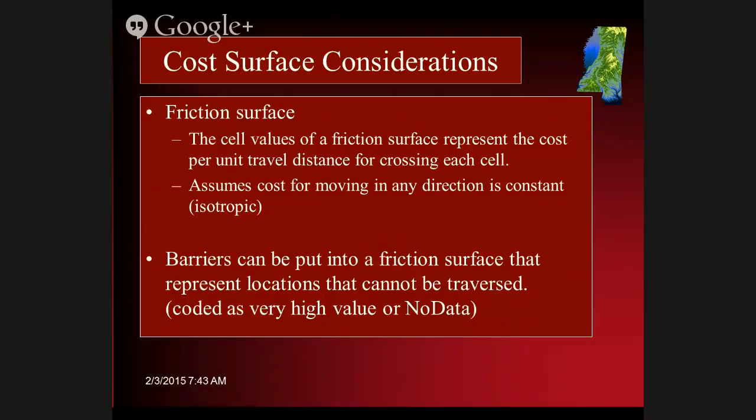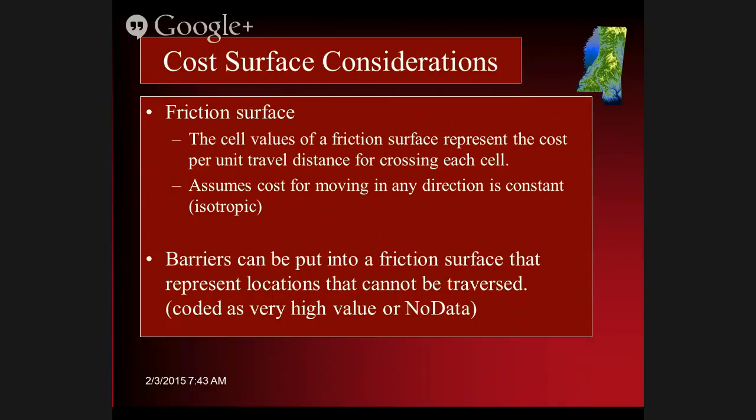Okay, so your friction surface is one of the primary inputs. The cell values of the friction surface represent the cost per unit travel distance for crossing each cell. And so every cell gets a value, and the value in that cell represents the cost. It's a surrogate for the distance. And if you want to include distance as part of your processing, then you need to include that in the surface itself, okay, in the friction surface.